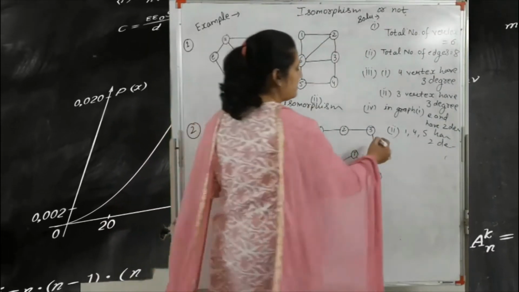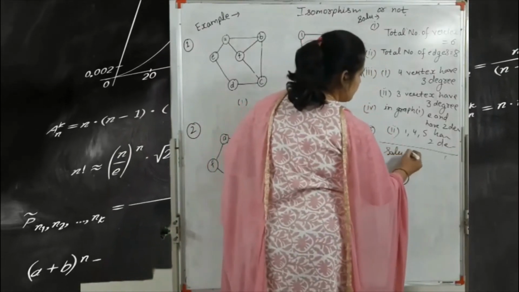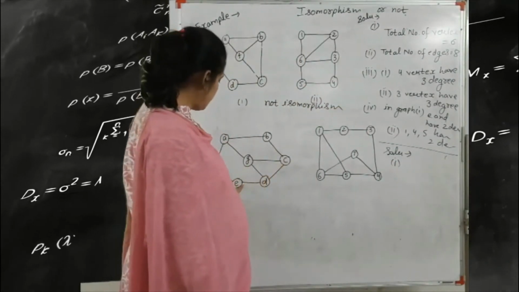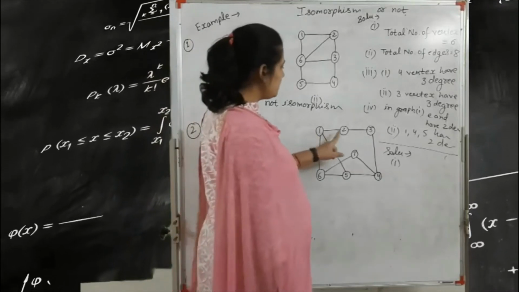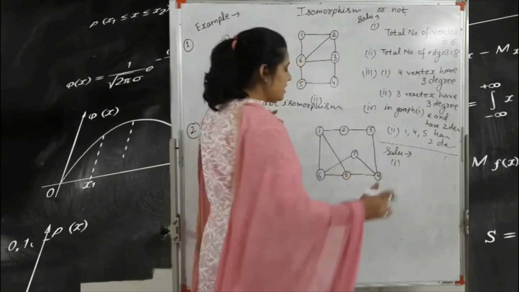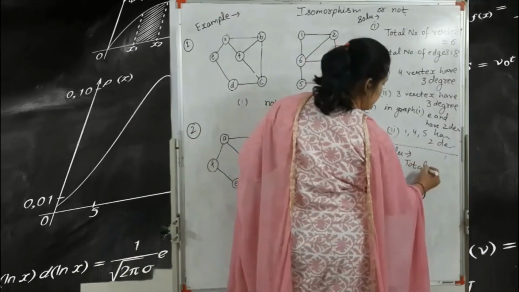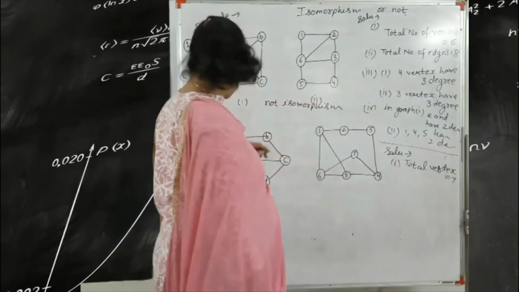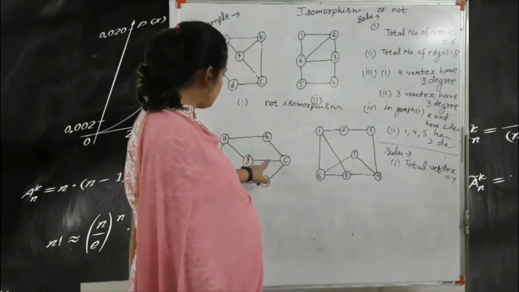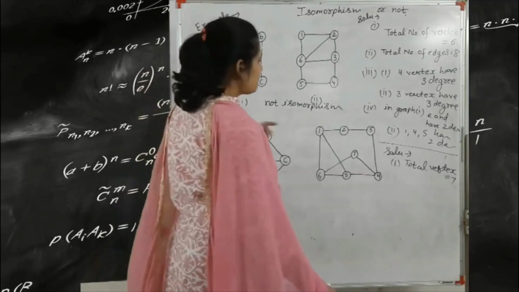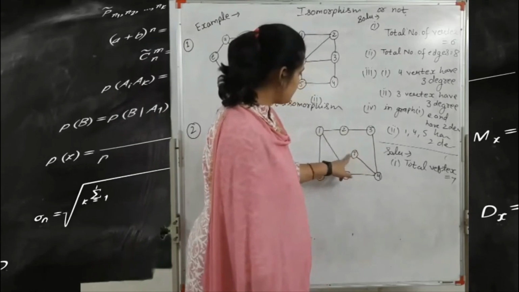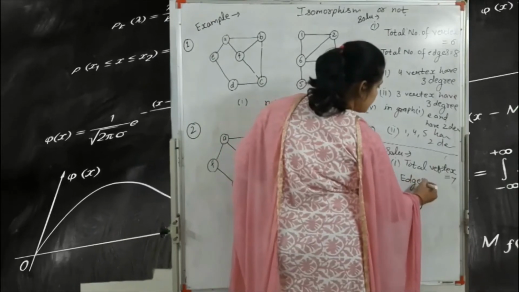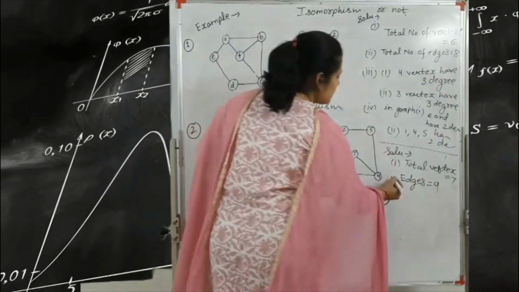Here, first we check the second example. Solution is, first we check the total number of vertices: 1, 2, 3, 4, 5, 6, 7. So the total number of vertices is equal to 7. Total edges is what? 1, 2, 3, 4, 5, 6, 7, 8 and 9. So total edges is equal to 9. Okay, this is the second property.